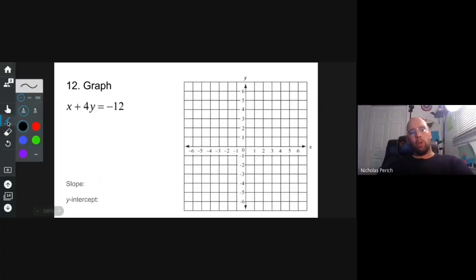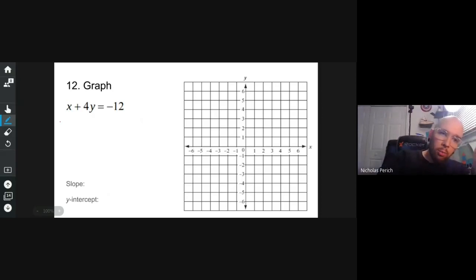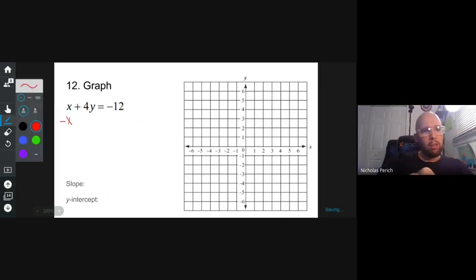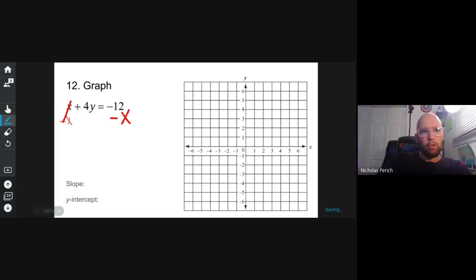Last one. Is y all by itself? No. I have an x floating around in the way, and I have a 4 in front of my y. So the first thing I'm going to do is I'm going to subtract x from both sides, cross out, and drop down that 4y.